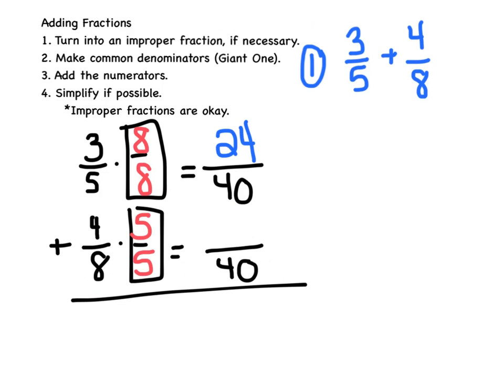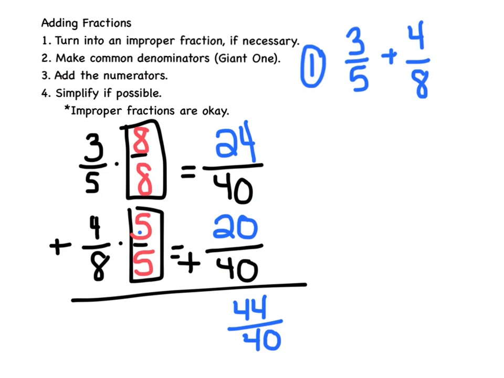Well, if I do it to the bottom, I need to do it to the top. And now I just multiply across. 4 times 5 is 20. So now I've got my fractions with common denominators: 24/40 plus 20/40. All right, and so now, step 3, add the numerators. 24 plus 20 is 44. And the denominator stays the same, and we have 44/40.